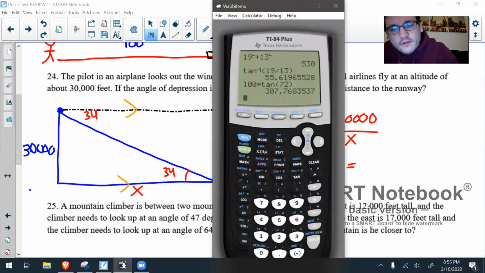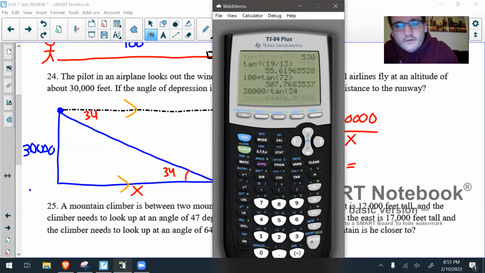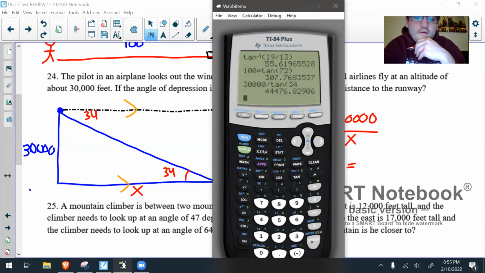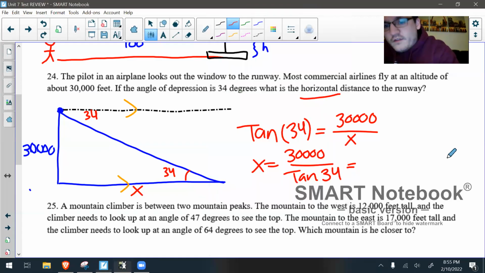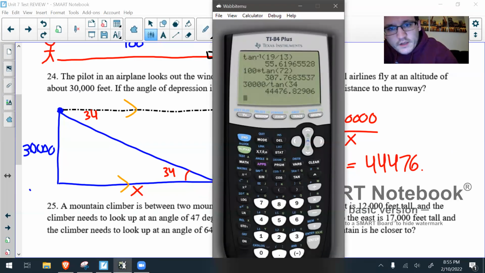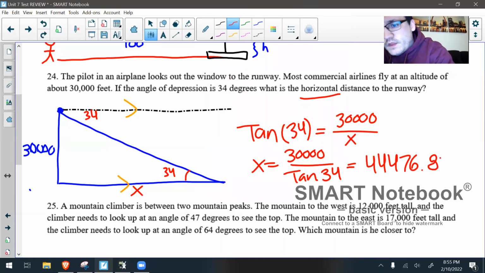All right, we solve that. We plug that into the calculator. 30,000 divided by the tangent of 34. That's going to give us 44,476 and some change. What do we got here? And 0.83. So that's our horizontal distance.